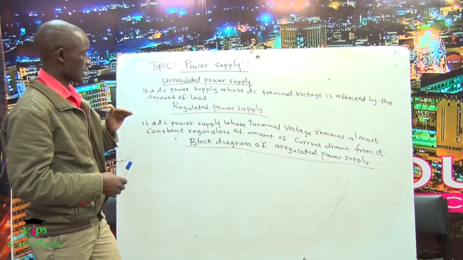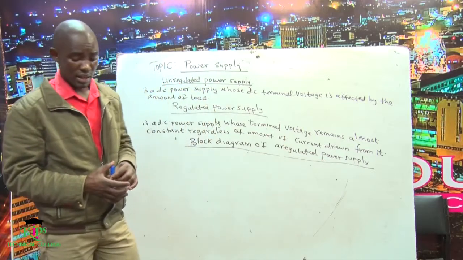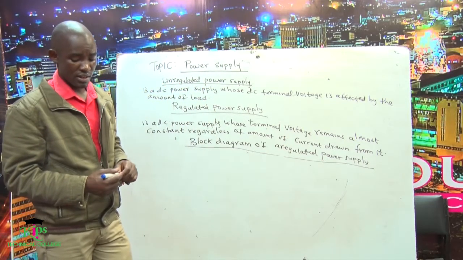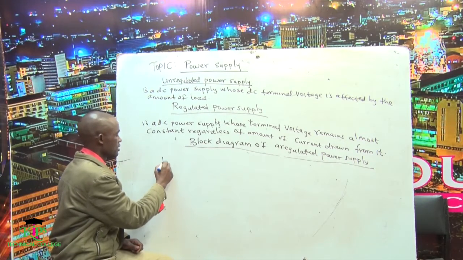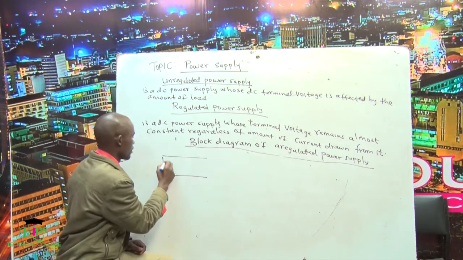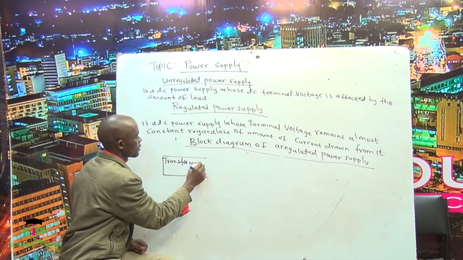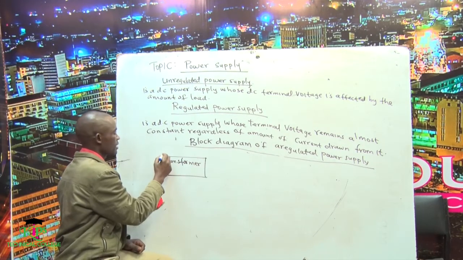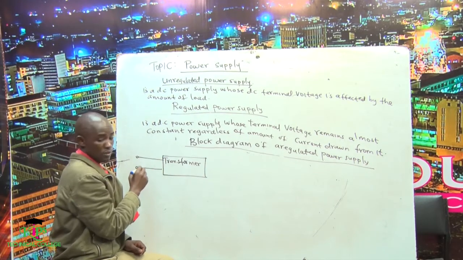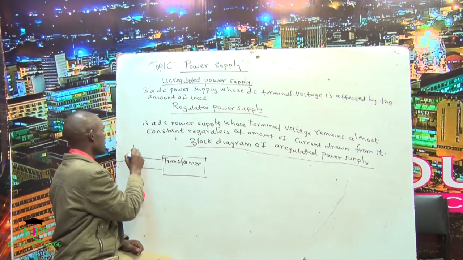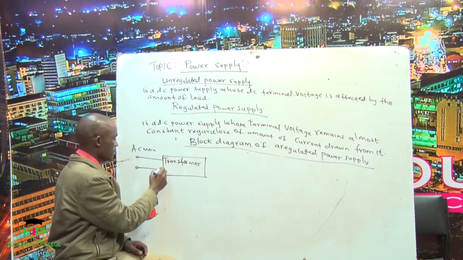We now want to look at a block diagram of a regulated power supply because that is a very common area in the exams. So in a regulated power supply, the first thing that we draw is the transformer. We will have a transformer. That is the very first component that is used to build a power supply, and this one we will be talking about the AC mains. That is the input point.